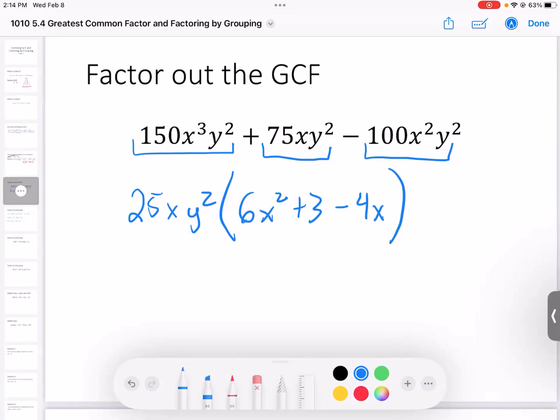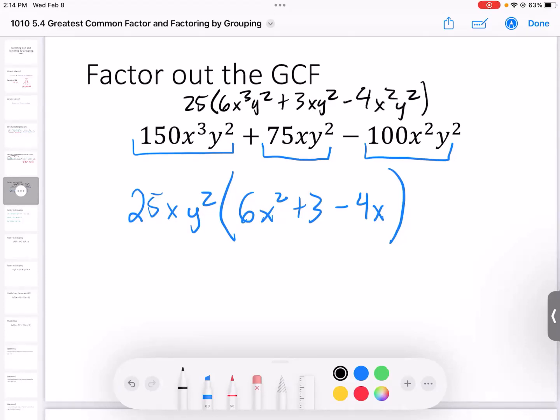And you can always check your work by saying, if you distributed this, would you get what they originally gave you? Because the whole goal of factoring is to undo distributing. Yeah. So could you just do 25 and then finish it from there and then combine like terms on the inside? So you wouldn't actually end up with any like terms on the inside, because if you did that, you'd have 25 times 6x cubed y squared plus 3xy squared minus 4x squared y squared, like that.